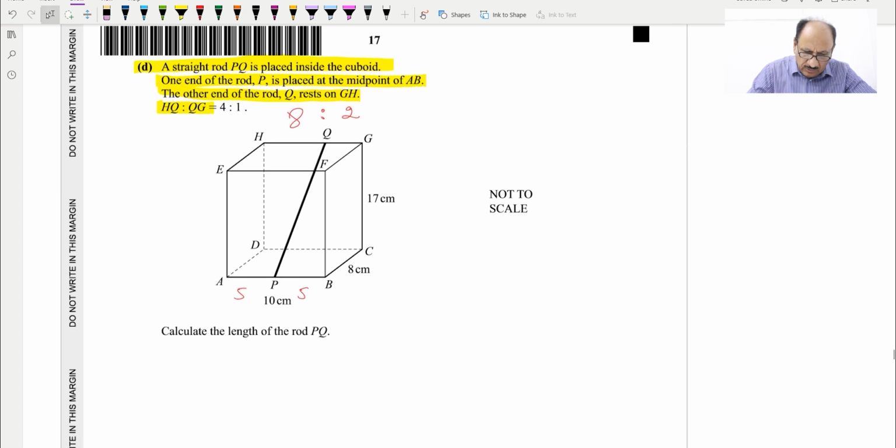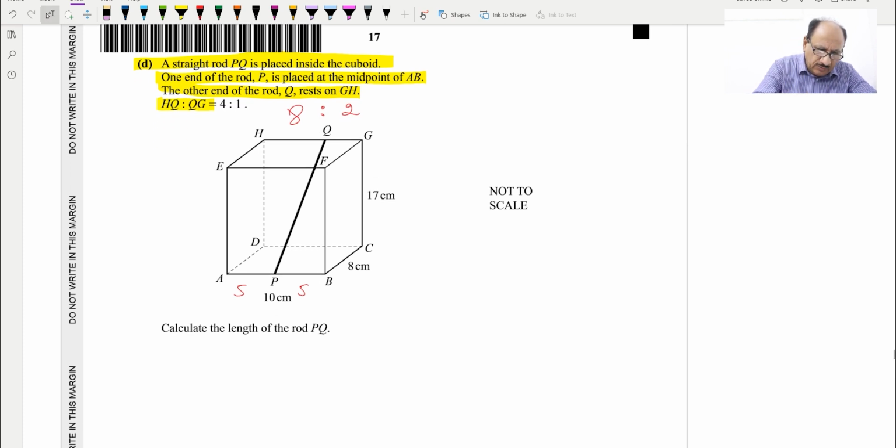So now they are saying calculate the length of rod PQ. PQ length is required. So what we will do, we will start with this one. We will draw a straight line, like for example a line over here, a perpendicular line, and then we will join this with this P, and we can draw a parallel line also, like this one.